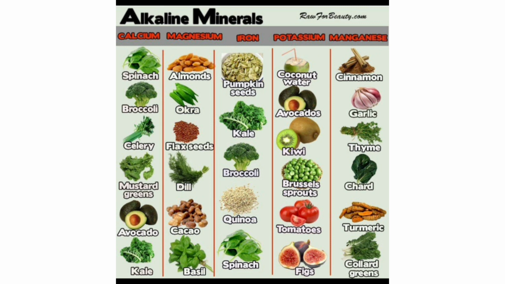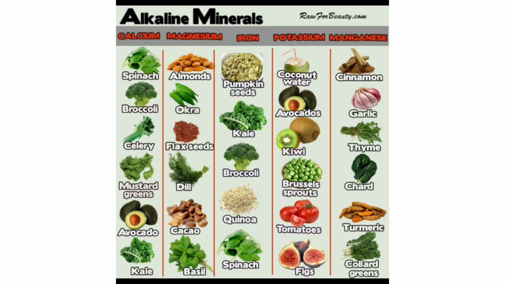Here the picture is a very colorful picture, showing the sources of the various kinds of minerals, that is, alkaline minerals. In the picture you can see that the calcium sources are spinach, broccoli, celery, mustard greens, avocado, kale, etc.